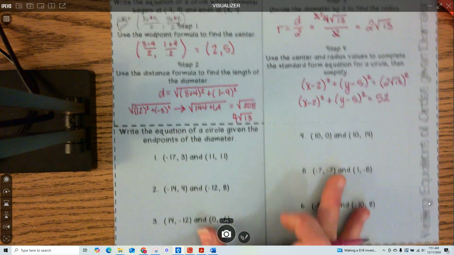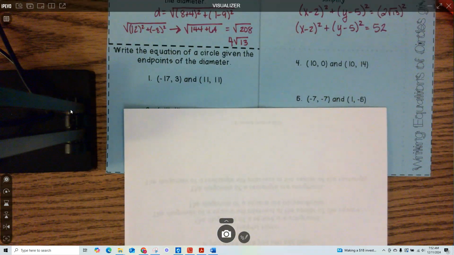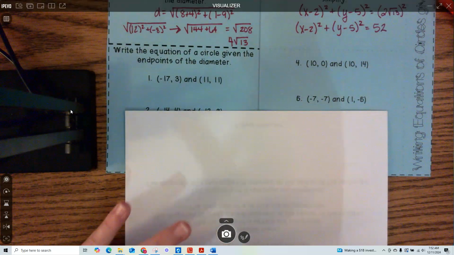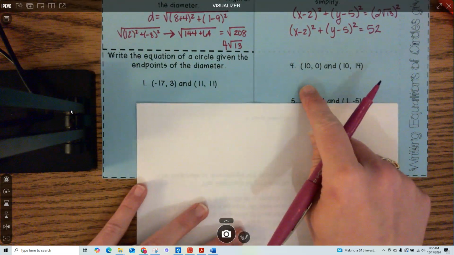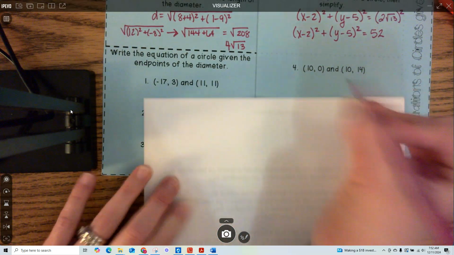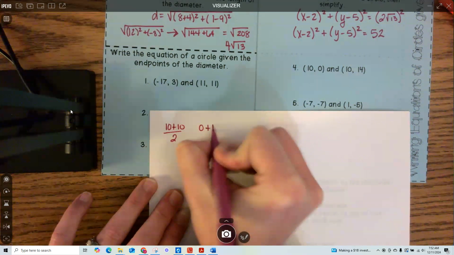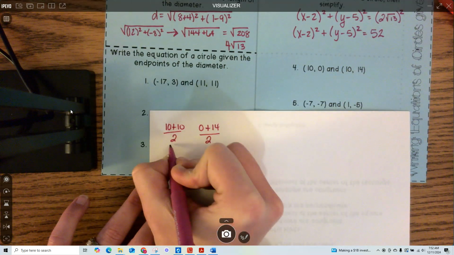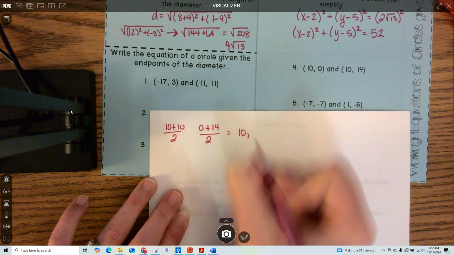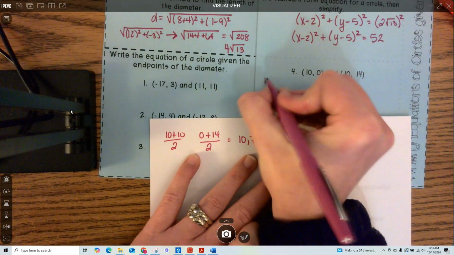The directions say write the equation of the circle given the endpoints of the diameter. We're just going to do 2 of these. Sometimes they come out nice and neat. Let's do number 4. We have to find the midpoint. So 10 plus 10 over 2, and then 0 plus 14 over 2. 10 plus 10 is 20, over 2 is 10. 0 plus 14 is 14, over 2 is 7. So that's my center.